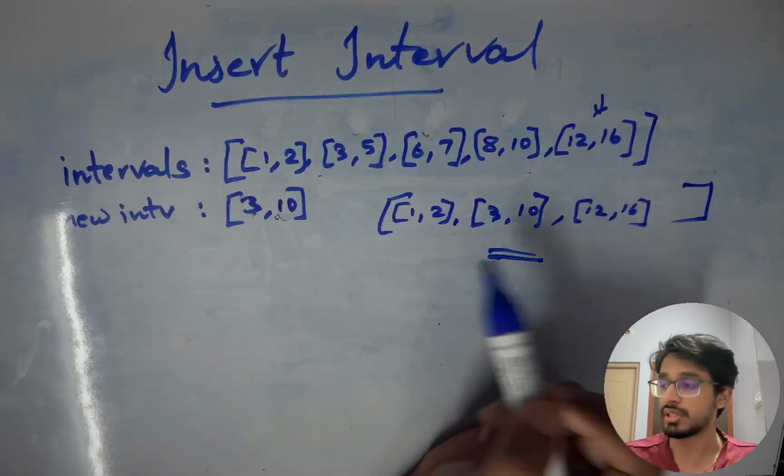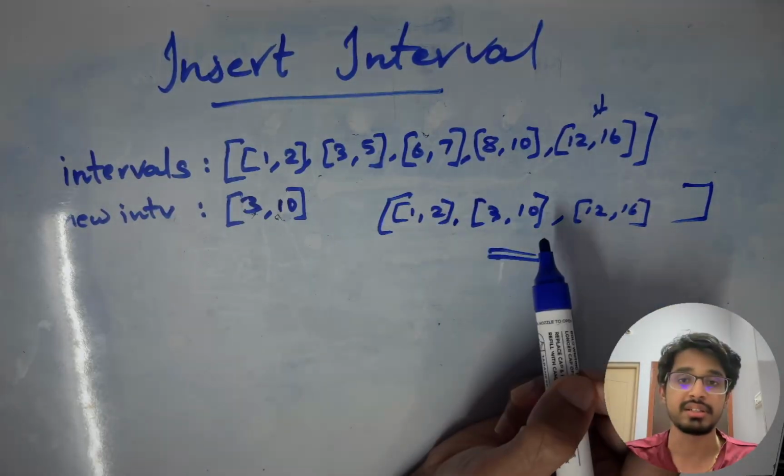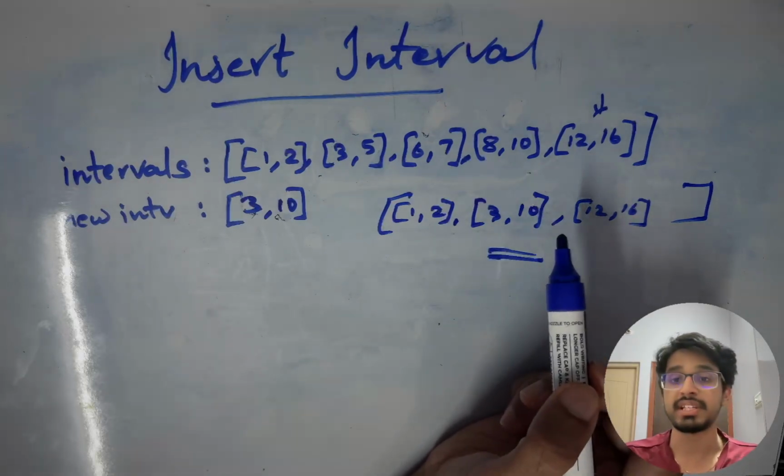So the solution is [1, 2], then [3, 10], then [12, 16]. Okay, let us now calculate the time and space complexity.